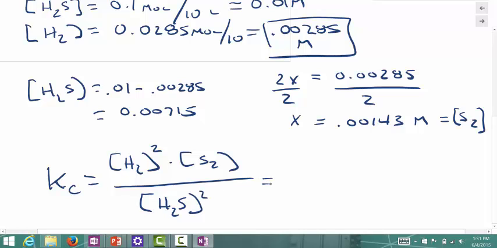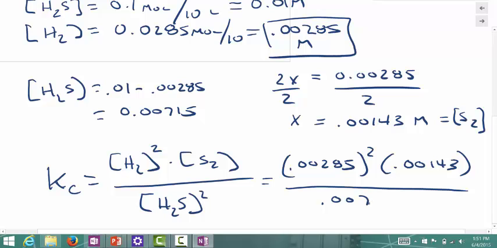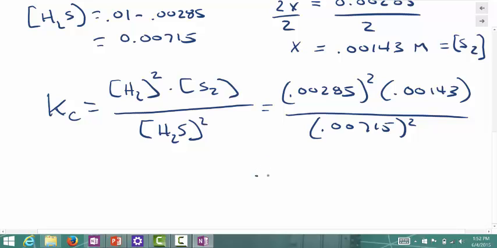Now I'm just going to plug everything in. So the hydrogen is going to be 0.00285 squared, multiply that by 0.00143, and divide that by 0.00715 squared. I get 2.27 times 10 to the negative 4. And there are no units for the equilibrium constant. 2.27 times 10 to the negative 4.